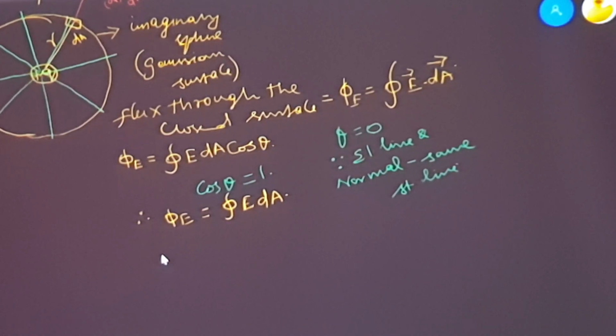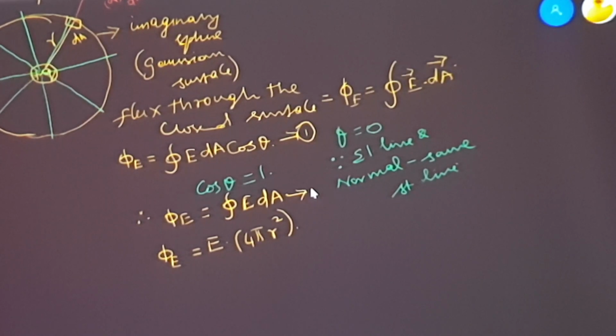So I can write this as phi of E is equal to the electrical field E multiplied by, what is this dA? The integral of dA is the total surface area of the sphere. So the surface area of the sphere is considered to be 4 pi r square. So let us do one thing. Let us consider this as equation number 1, this as equation number 2, and this as equation number 3.